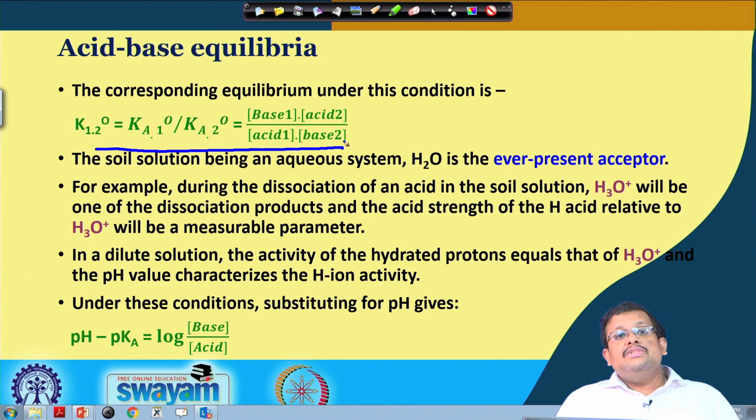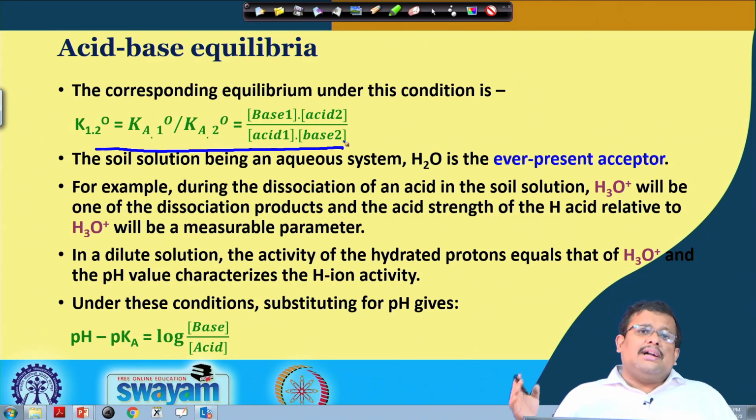Now, for example, during the dissociation of an acid in the solution, this H3O+ or hydronium will be one of the dissociation products, and the acid strength of this acid relative to this hydronium ion will be a measurable parameter. So, in a dilute solution, the activity of this hydrated proton, H3O+, and the pH value characterizes the hydrogen ion activity.